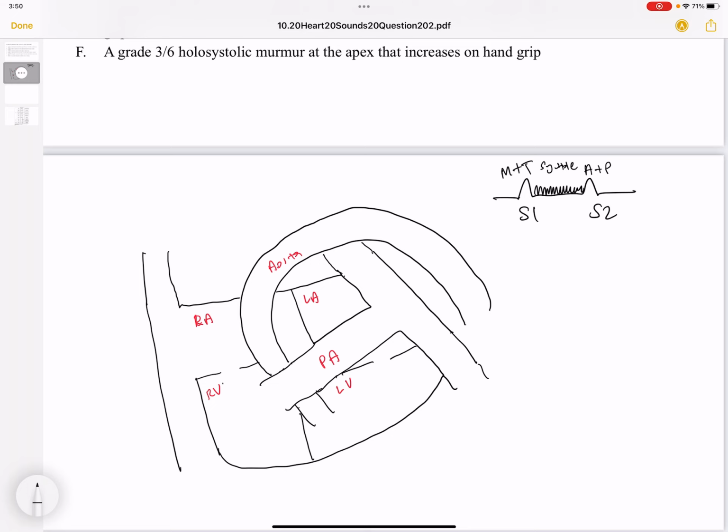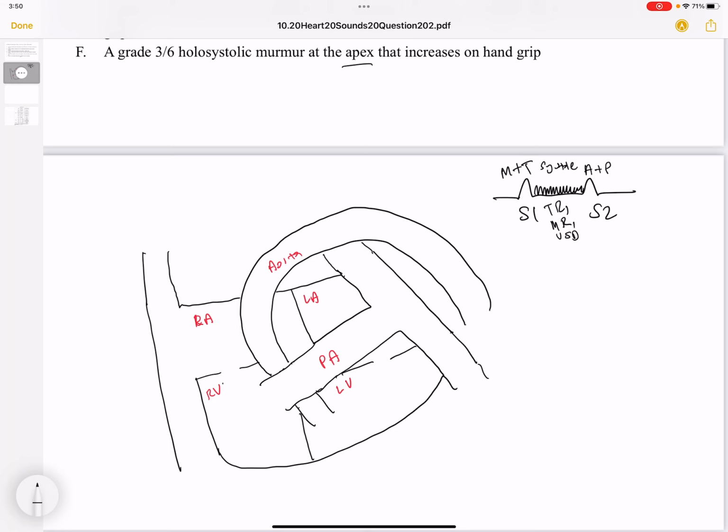There are 3 pathologies that can result in a holosystolic murmur: tricuspid regurgitation, mitral regurgitation, as well as ventricular septal defect. Now our answer choice is saying that this murmur is going to occur at the apex of the heart.